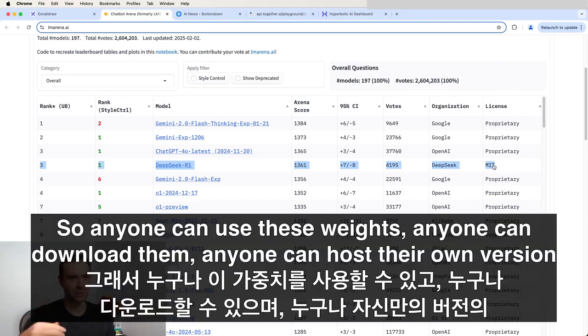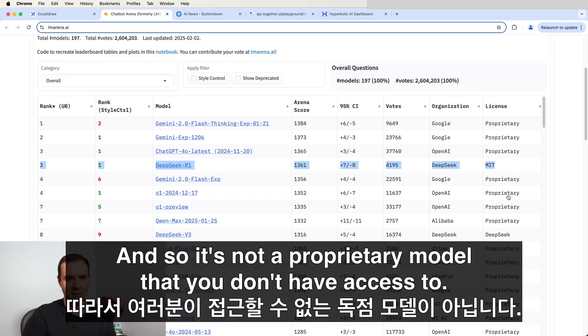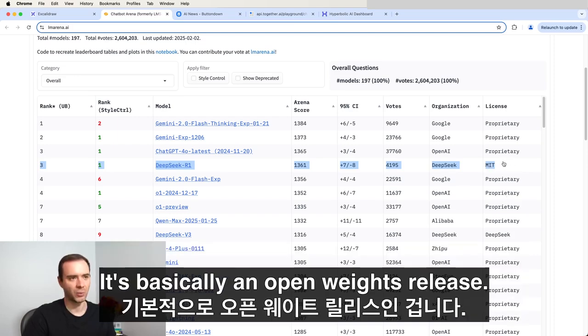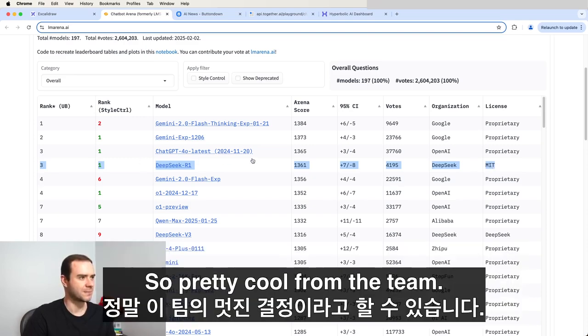Anyone can download them. Anyone can host their own version of DeepSeek, and they can use it in whatever way they like. So it's not a proprietary model that you don't have access to. It's basically an open weights release. And so this is kind of unprecedented, that a model this strong was released with open weights. So pretty cool from the team.